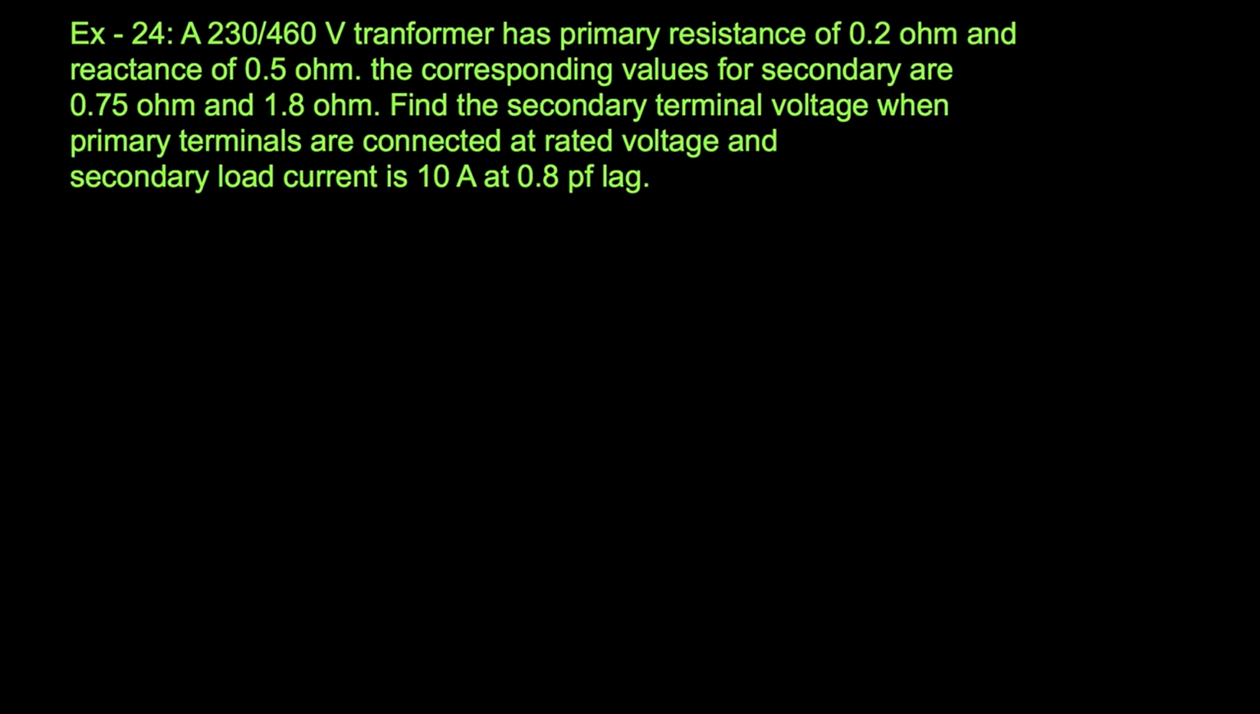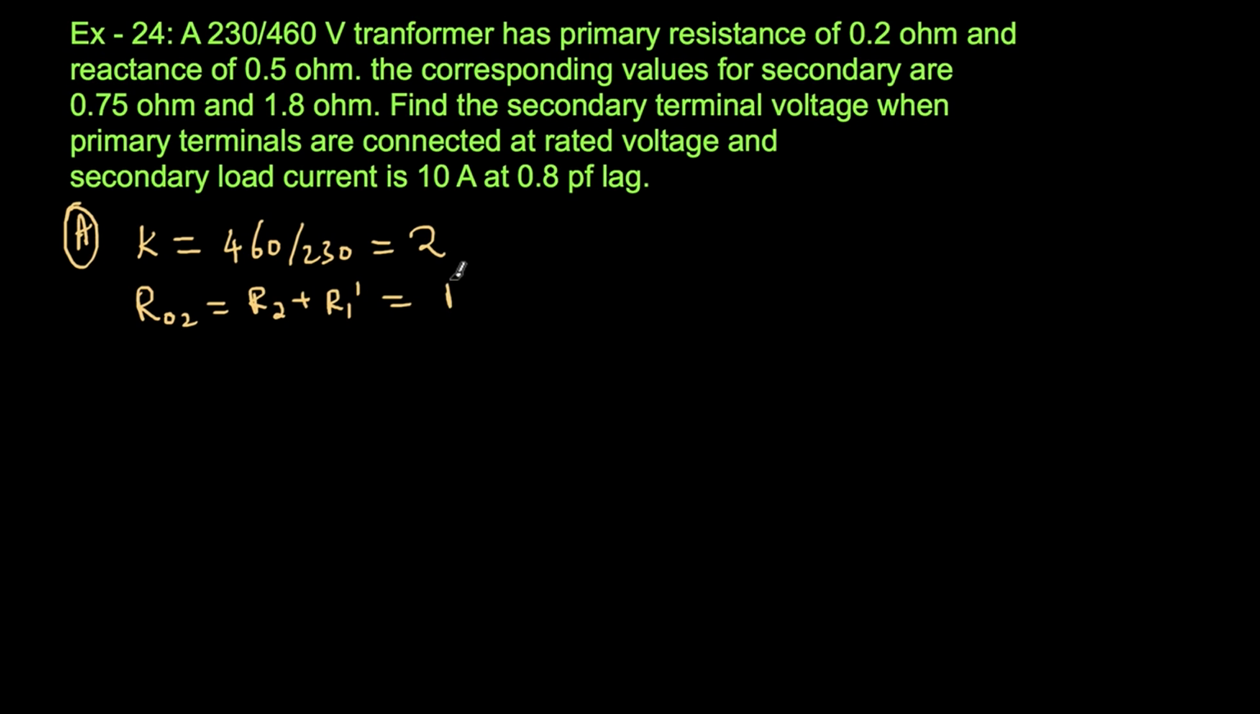You can pause this video, try to solve this and match your answer with my answer. Let me do my solution. To begin, first find k. k is nothing but V2 by V1, so 460 by 230, which is actually 2. Now next find R02. R02 is nothing but R2 plus R1 dash, which is R2 plus K square into R1.